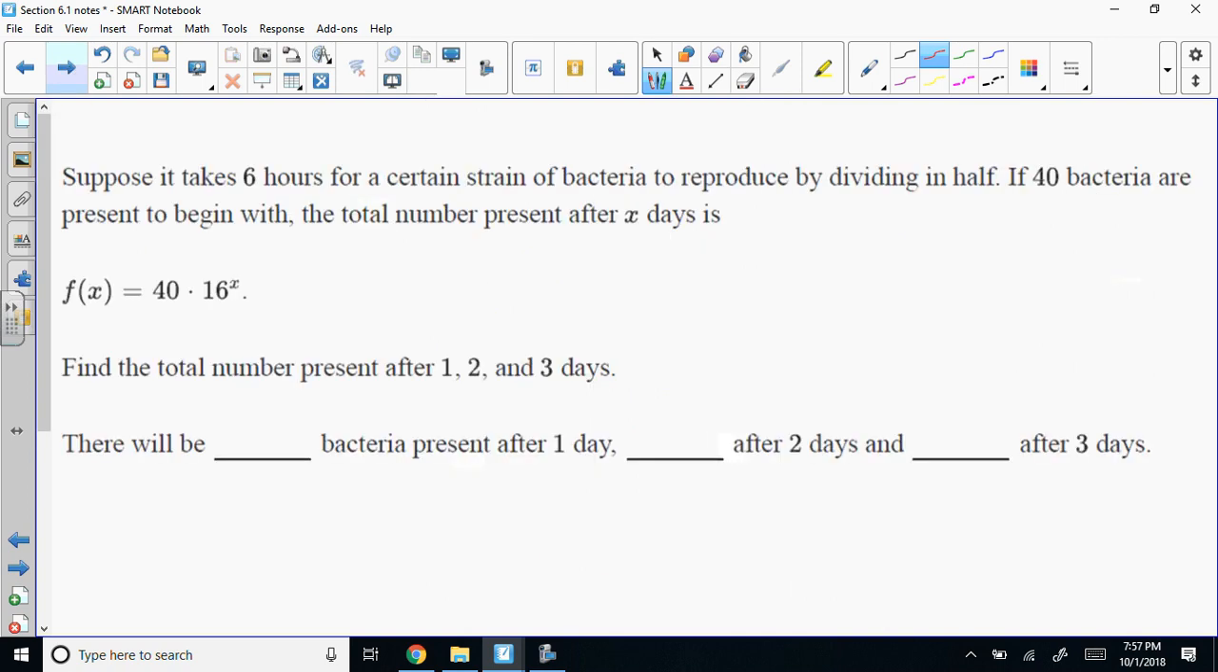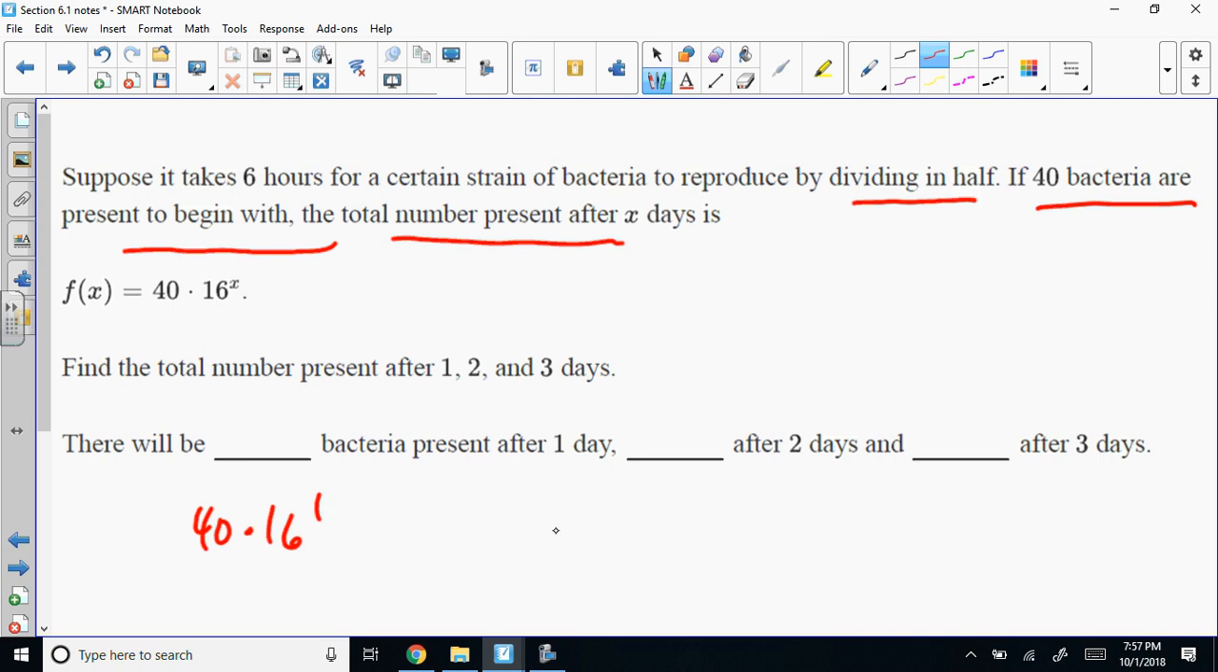So suppose it takes 6 hours for a certain strain of bacteria to reproduce by dividing in half. If 40 bacteria are present, the total present after x days is 40 times 16 raised to the x. Find the total present after day 1, day 2, day 3. Well, that's just a regular plug in, right? So I would have 40 times 16 to the first, and then 40 times 16 squared, and then 40 times 16 to the third, right?